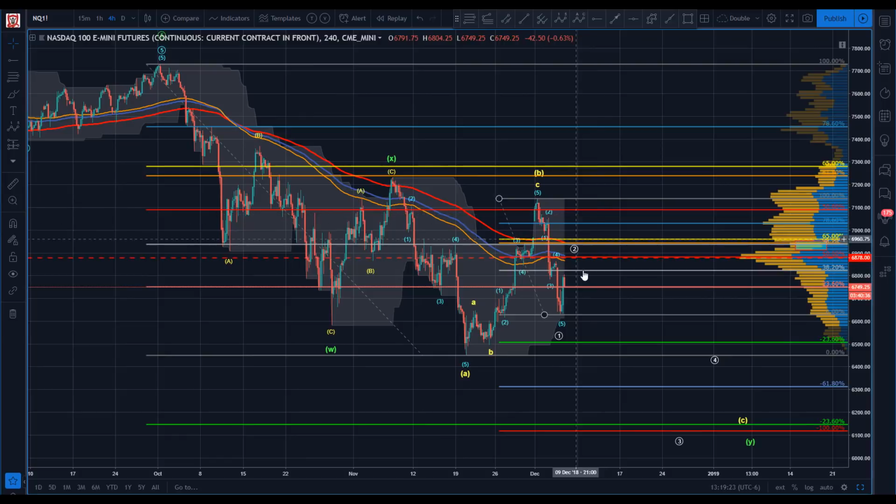Now, I'm here on a 4-hour. We don't have great subdivision, although potentially now what's going in is the A wave, with a little retrace being the B.